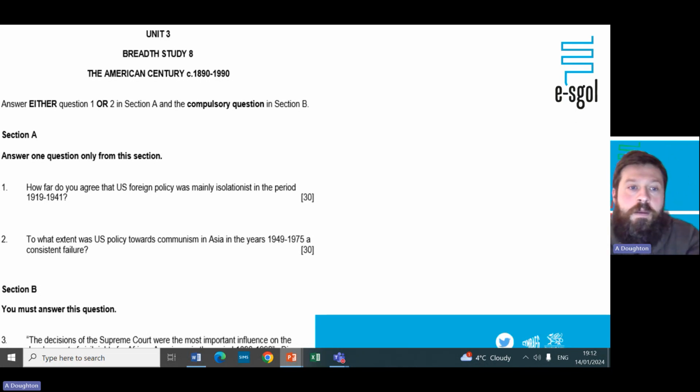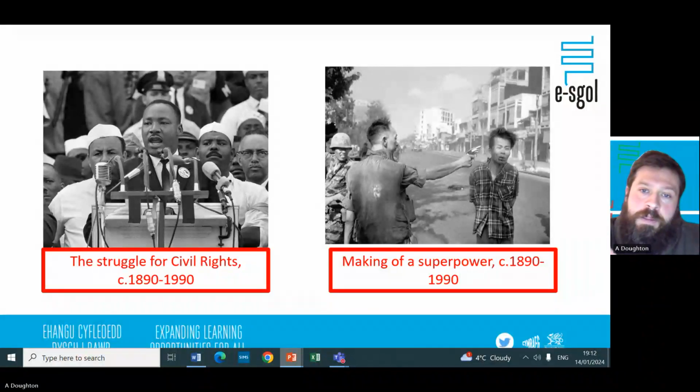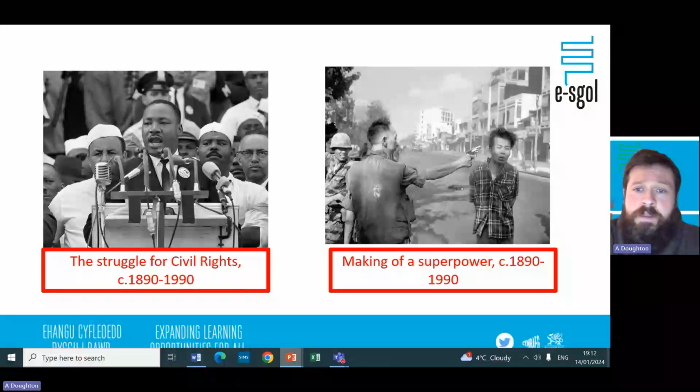Now, these are the 2 themes that we're covering in the American century. However, the other units in Unit 3 will also have 2 themes, and the exam paper will be exactly the same: 2 questions in section A for the one theme, and 1 question in section B for the other theme.